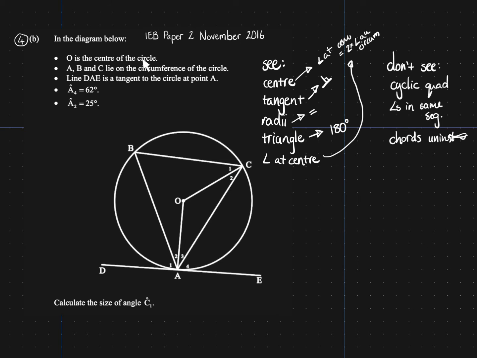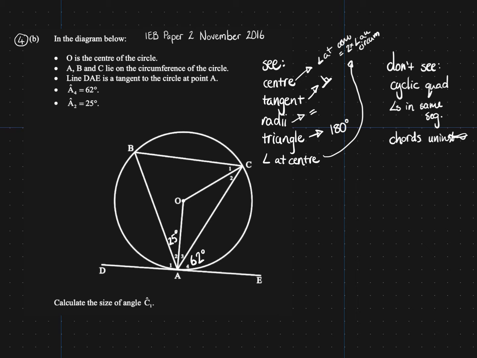It says O is the center of the circle. Yes, there it is. A, B, and C lie on the circumference. Okay, we got that. Line DAE is a tangent to the circle at point A. And look, we have that radius linking up. Then they tell us that A4 is 62 degrees. So let's just fill that in over there. And A2 is 25 degrees. And we'll fill it in over there.